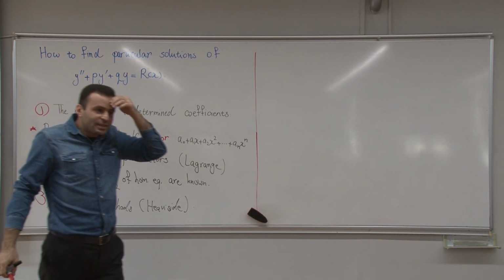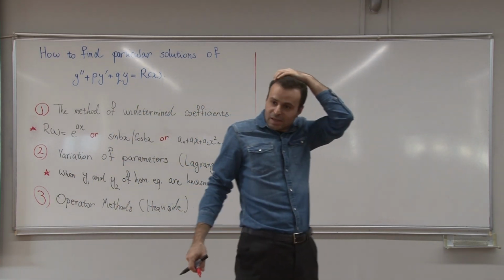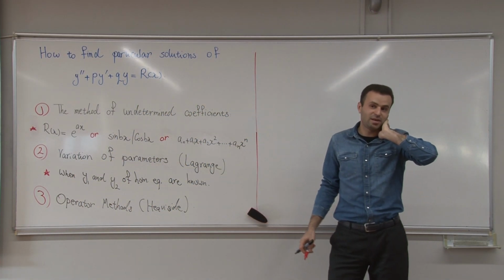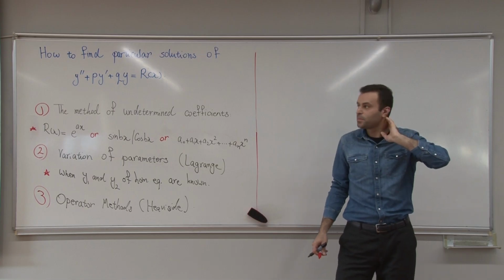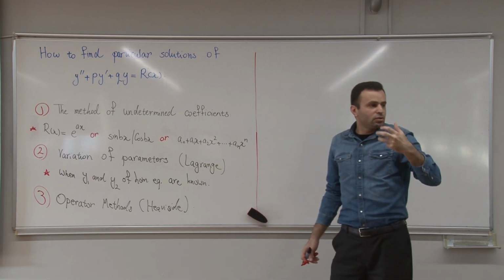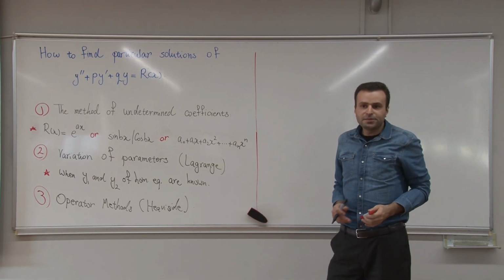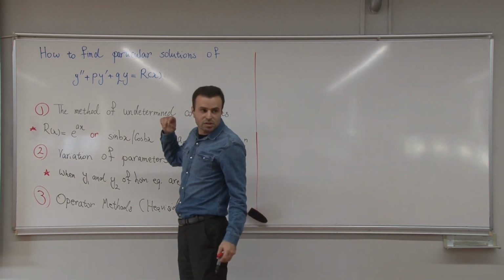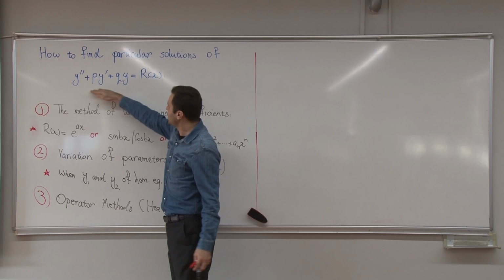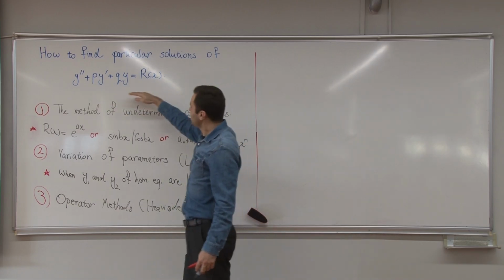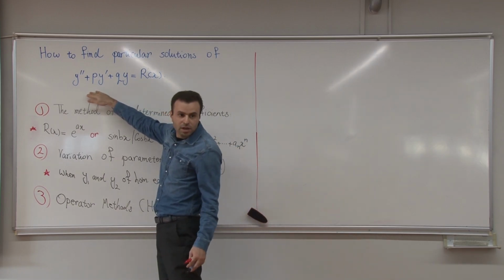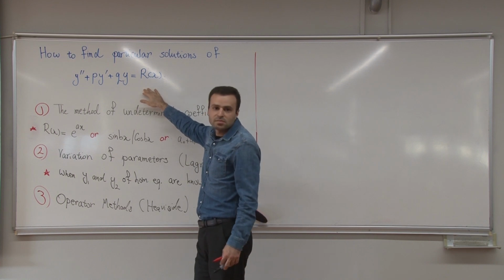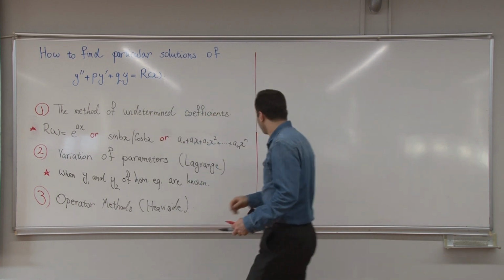Now that we have talked about homogeneous equations and how to find their solutions, and the special cases of homogeneous equations, we are trying to develop further methods in order to find particular solutions of this equation. It is an equation with constant coefficients, but the right-hand side is not equal to 0. It is some function. Okay?